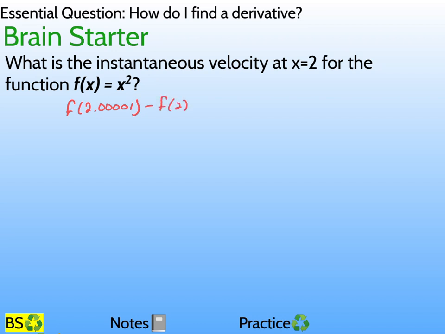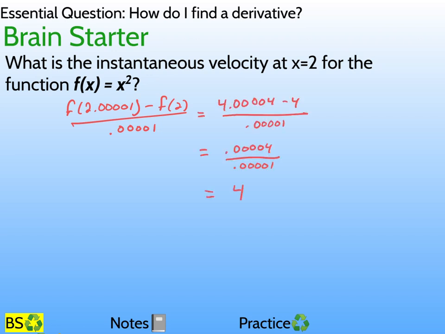minus f of 2 all over, and remember, since we're picking something very, very close to 2, we can really just simplify this into how far away from 2 we did it. So let's plug in these values and find out what we get. In this case, after you square 2.00001, you'll get this value, and then squaring 2 obviously gets you 4. Subtract those, you're left with this, divide by that, and you get an instantaneous velocity of 4. And we'll see why that is, because of derivatives.